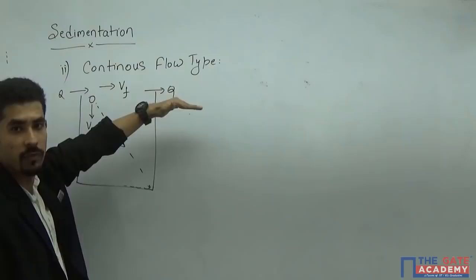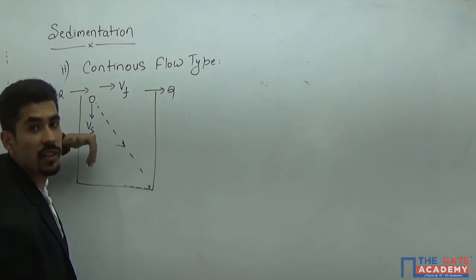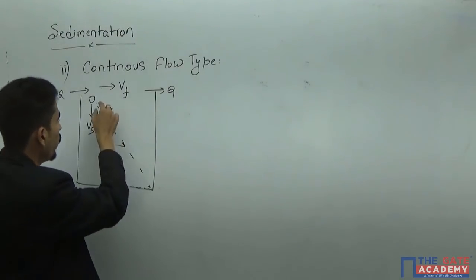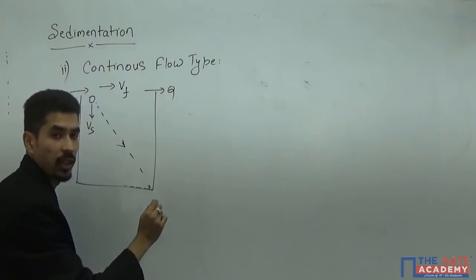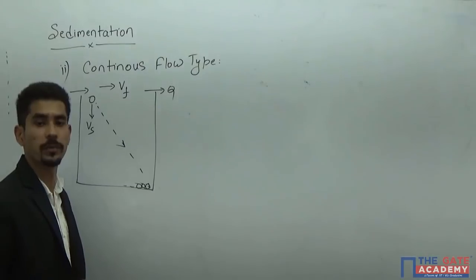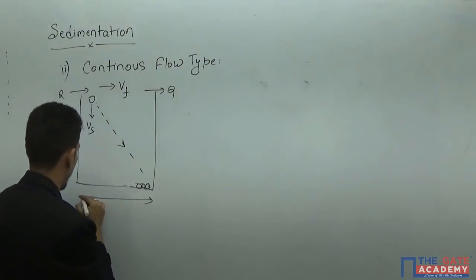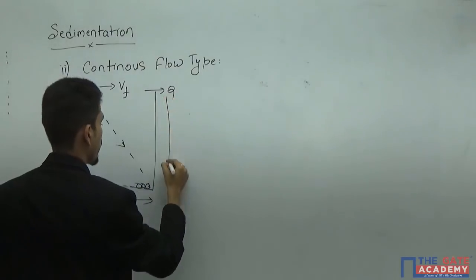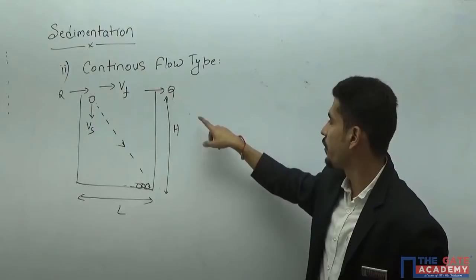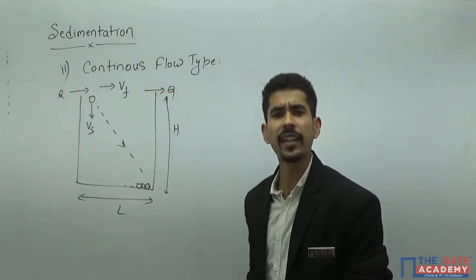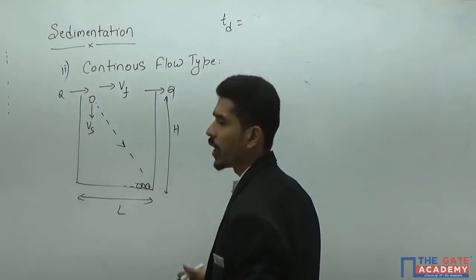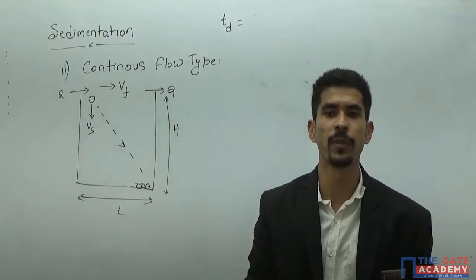It has a horizontal velocity and a vertical velocity, so the resultant velocity comes out in this direction. Your removal is going to take place like this, and ultimately here the particles are going to be removed. This is the length of the tank. This is the height of the tank. I have the length of the tank and the height of the tank, so I can write the detention time. Simple formula: we know that time equals distance upon speed, or displacement upon velocity.